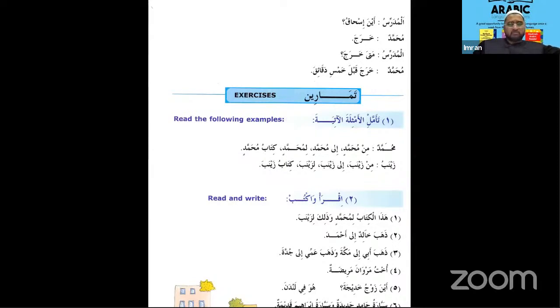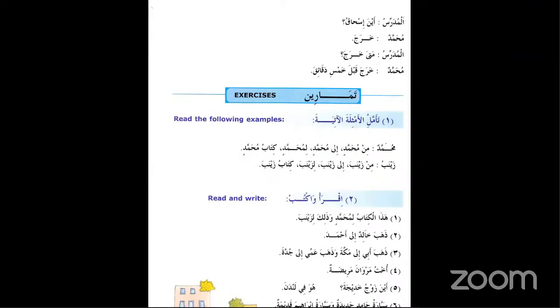The next page. أين إسحاق؟ Where is Ishaq? خرج. He left. متى خرج؟ When did he go? خرج قبل خمس دقائق. He left 5 minutes ago. Excellent.